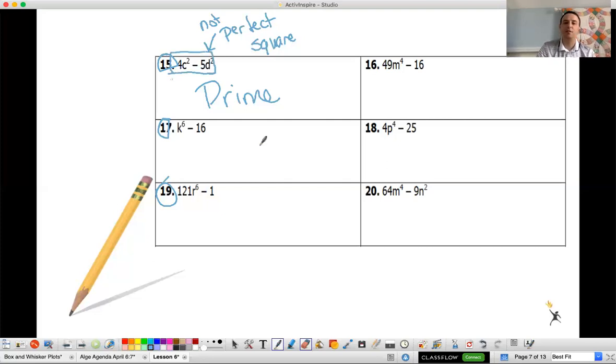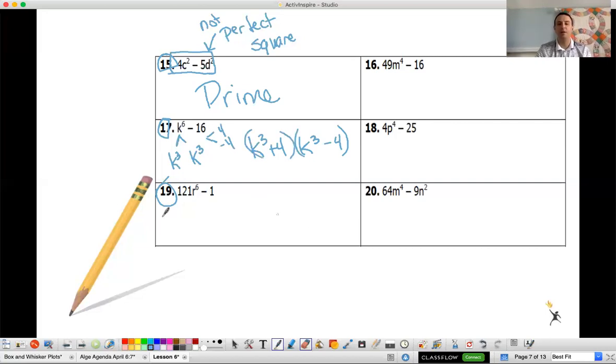Okay. So now if we take a look at k to the 6th, I'm going to take 6 and divide it by 2 and end up with k cubed and k cubed, and 16 would end up with 4 and negative 4. So I'm going to end up with k cubed plus 4 and k cubed minus 4.